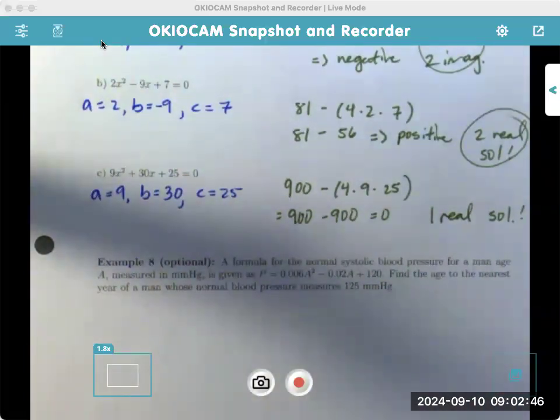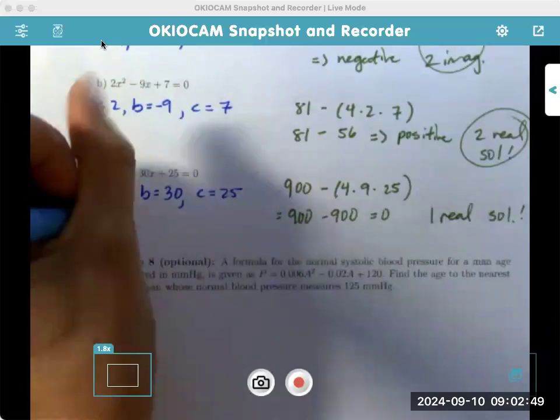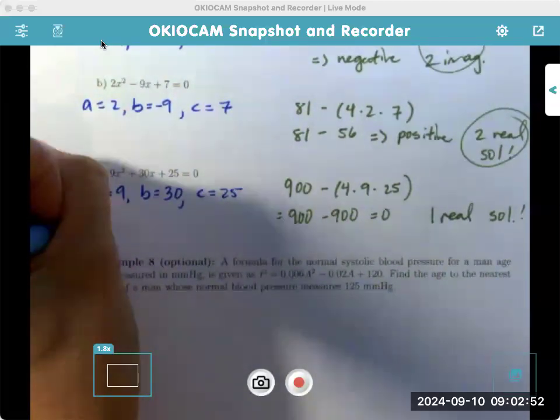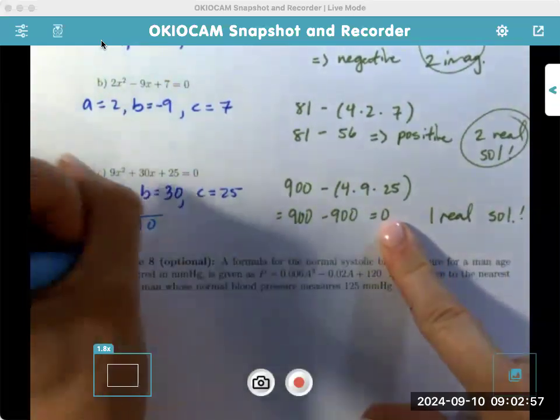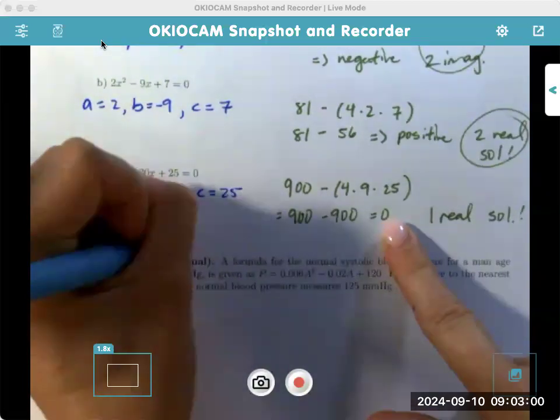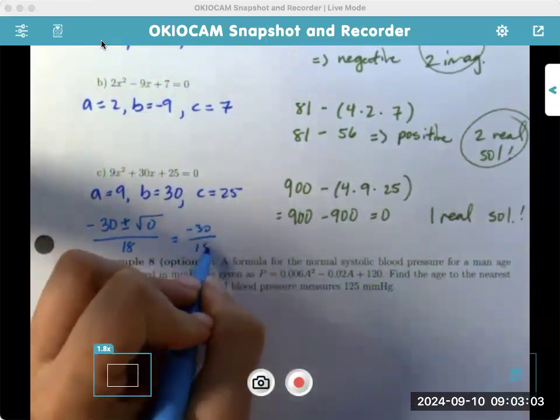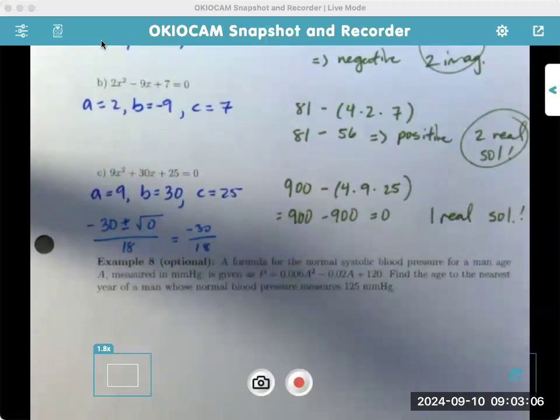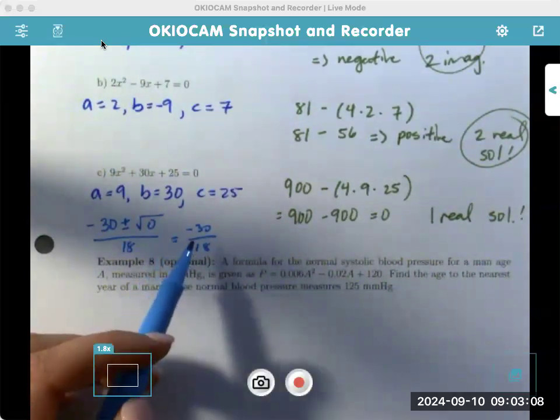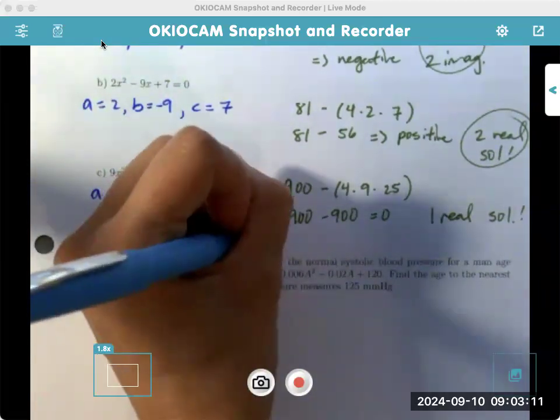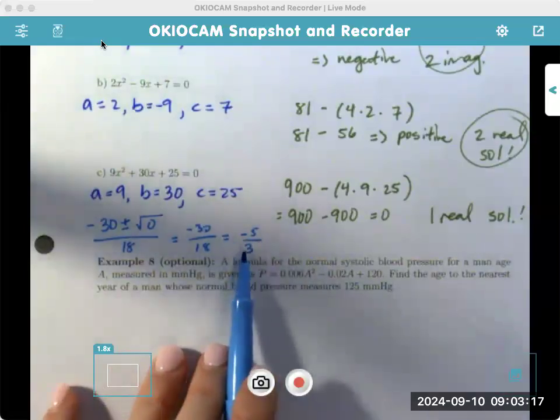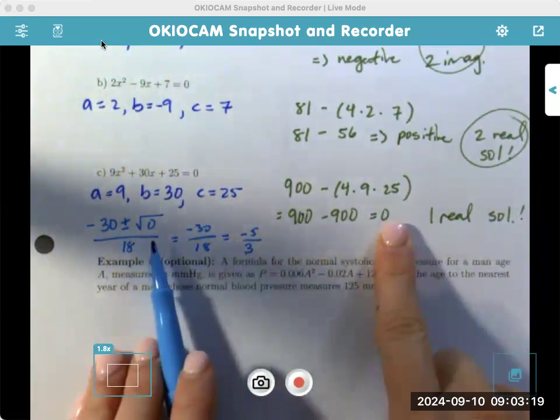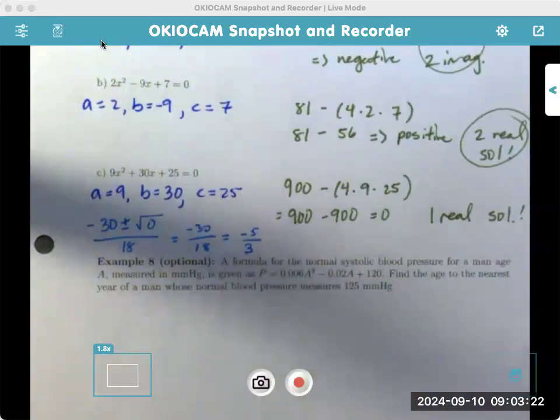And again, just so that you can see what we mean by 1 real solution, this is negative 30 plus or minus root 0, right? Because we just found out what the discriminant is, over 2a, or 18. So this is just negative 30 over 18, and then we would reduce and go from there. So 6 can go into both of these. That's negative 5 over 3. That is what that solution would be. That's what we mean when we say one real solution. Since the discriminant is 0, you don't have the plus minus term. Okay.